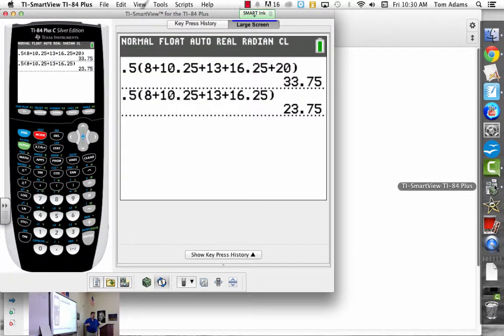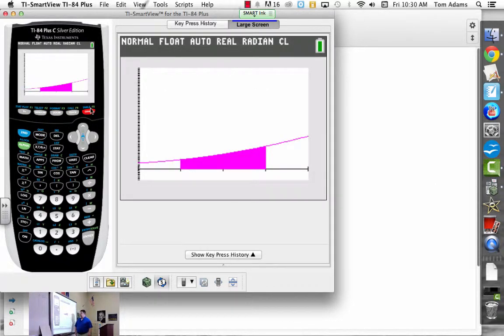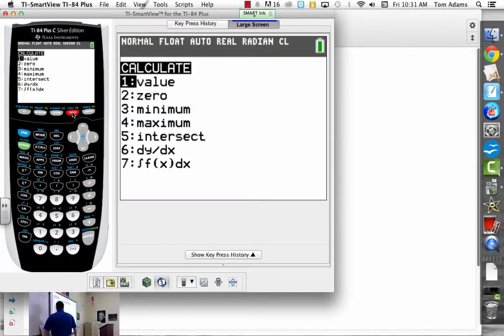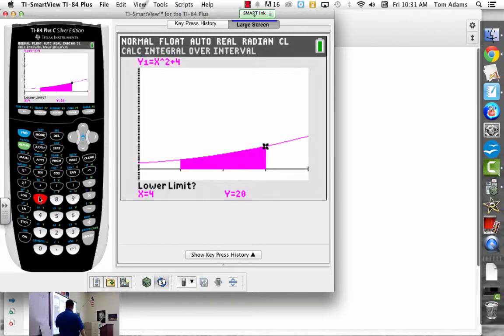So anyways, let's see what it is on the calculator. Now we went from 21 to 23.75. If I graph it on the calculator, what we're looking at is the area under the curve. The purple line is the graph, and we're trying to calculate the shaded purple region. So how do I do that? I hit second, trace, which pulls up the calculate menu. What option would you choose? 7 is the correct answer.